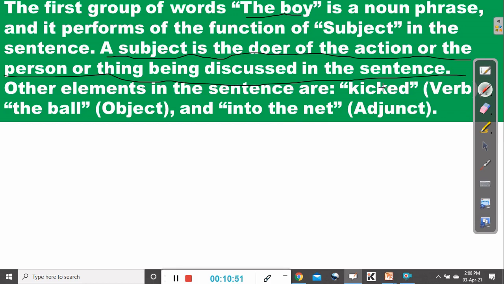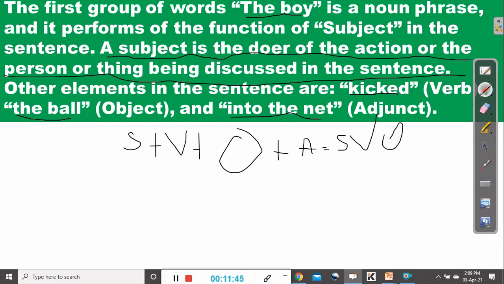Now we can see that the boy, which is a noun phrase, is performing the function of the subject, the doer of the action. Then other elements in the sentence are kicked. Kicked is the verb. Now the ball is the object, and into the net is the adjunct. So here we have a sentence that has the following structure: S plus V plus O plus A. So this is the structure of the sentence. We have S, V, O, A. All right, so SVOA: subject, verb, object, adjunct.